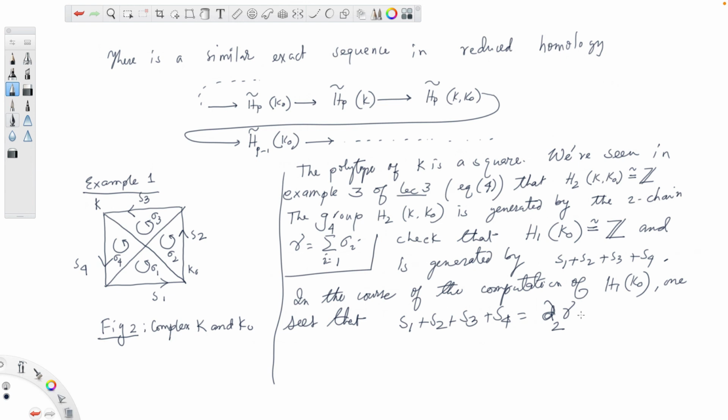When you apply the boundary operators here, everything will cancel out except for the ones lying on the boundary, right? So it goes like this, and it goes like this. The contribution on this edge is cancelled against the contribution along this edge. All the contributions cancel except for the ones lying on the boundary. Okay, so this is del 2 of gamma.